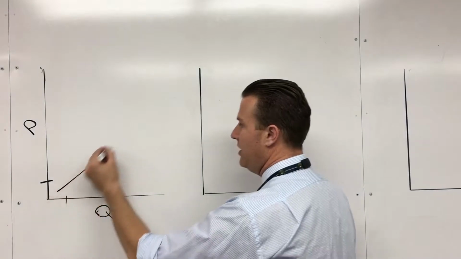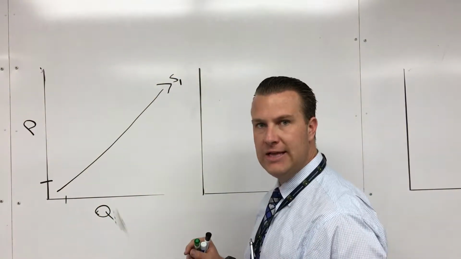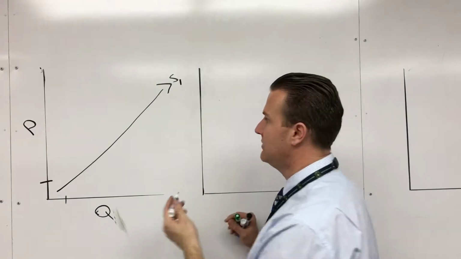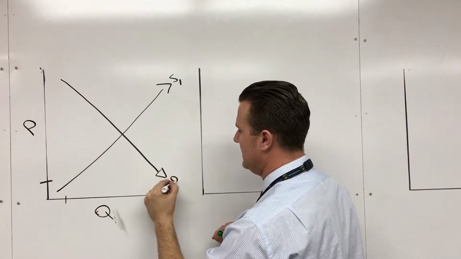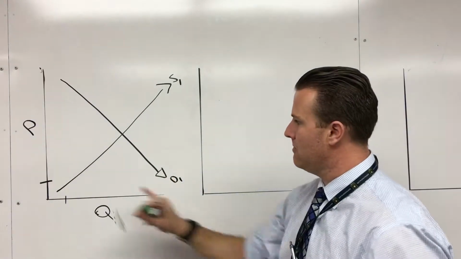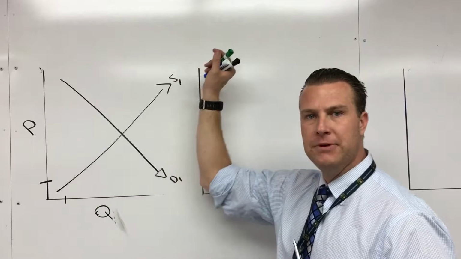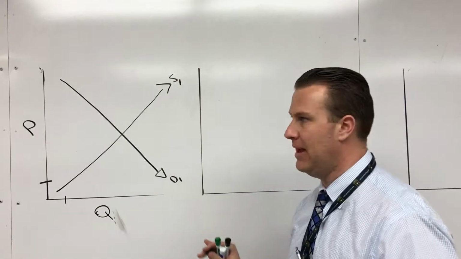The first thing we know is the supply curve always goes up, and for this purpose I'm going to label it S1. Then I know demand always goes down and to the right, and I'm going to label that D1. So demand goes down to the right, and supply goes up and to the right. Cool, we have price, we have quantity, everything matches.